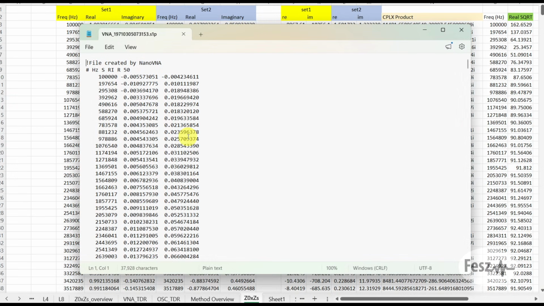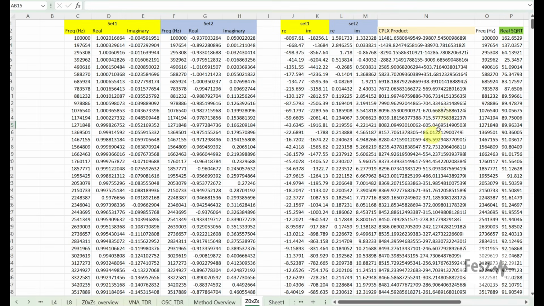Now, this was of course measured with the VNA, and I saved the results as S1P files. So this is what a raw S-parameter measurement result looks like. But to get the desired values, you need to process this a bit. So I resorted to a bit of spreadsheet wizardry.